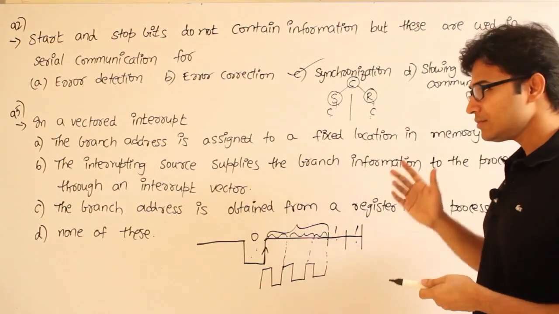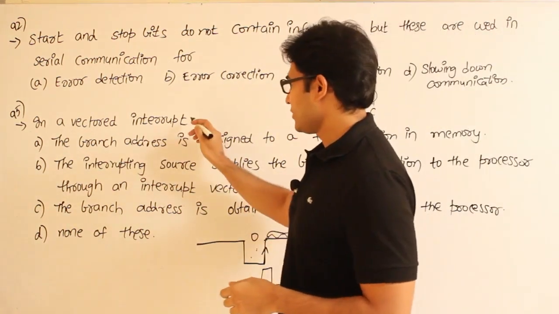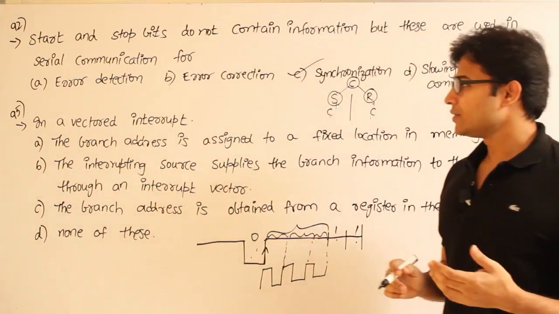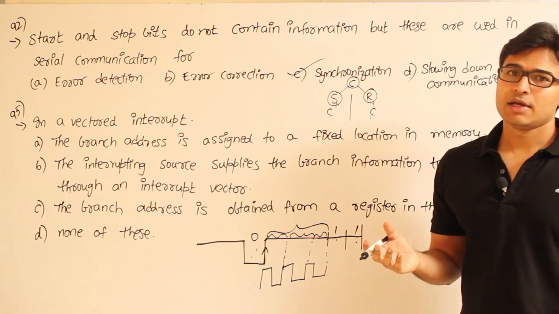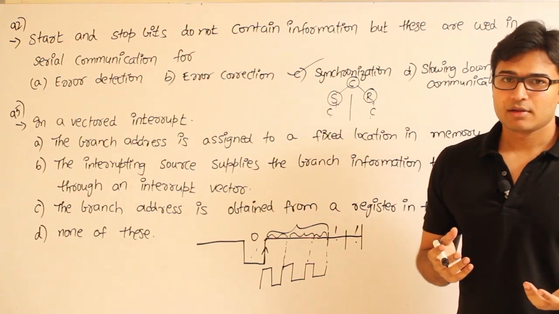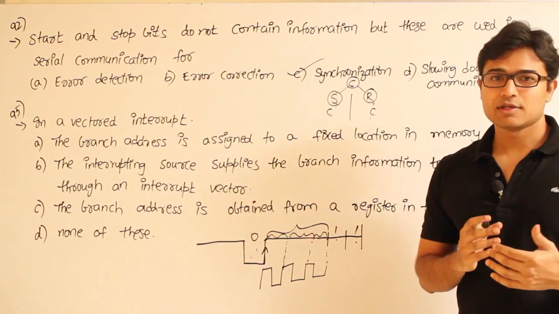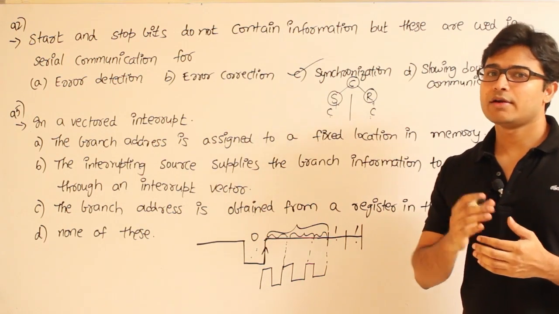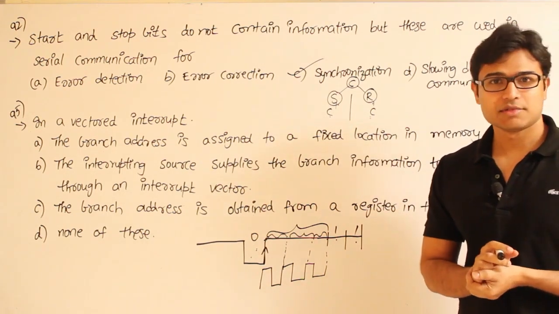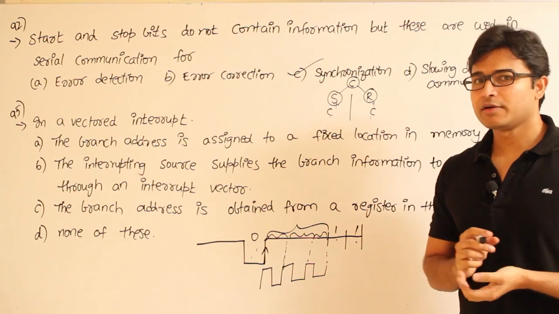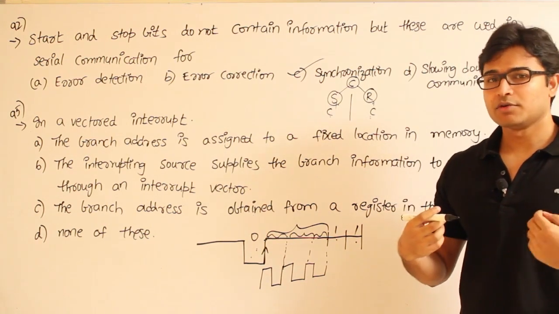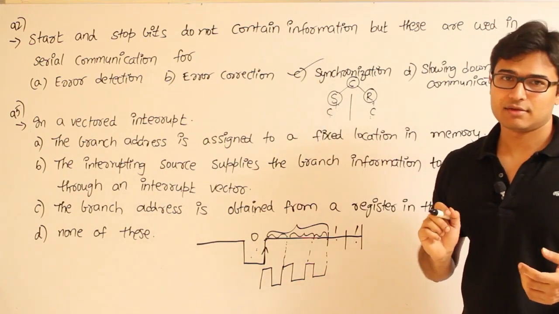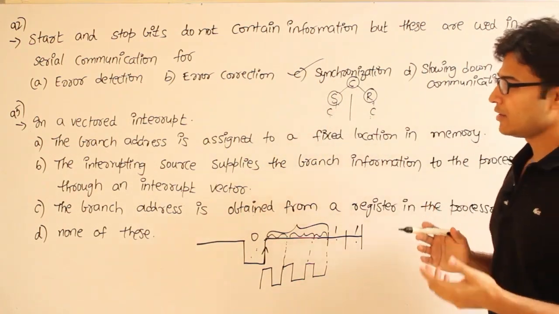Okay. Next one is, in a vectored interrupt. Now I told you that there are two ways, vectored interrupt and non-vectored interrupt. In vectored interrupt, the interrupting device is supposed to provide us with the address of the ISR, the interrupt service routine. In non-vectored interrupt, we just get the interrupt signal, and it is our responsibility to decide where the address is, right? So that is the difference between vectored and non-vectored.